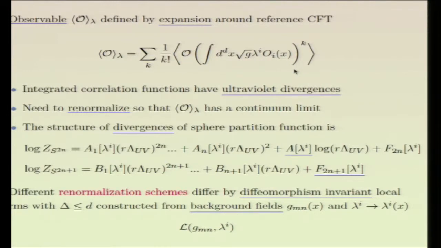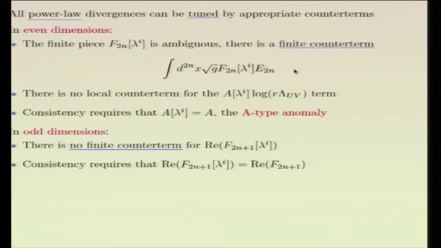And it's always useful when you think in this language to think of the coordinates that parameterize the conformal manifold as background values for a field phi. Okay? So the ambiguities are parameterized by local functionals of the metric and this field lambda that have dimension less than d. Okay? Now, as you can expect, you can construct local functionals to remove all the power law divergences, both in even and odd dimensions.